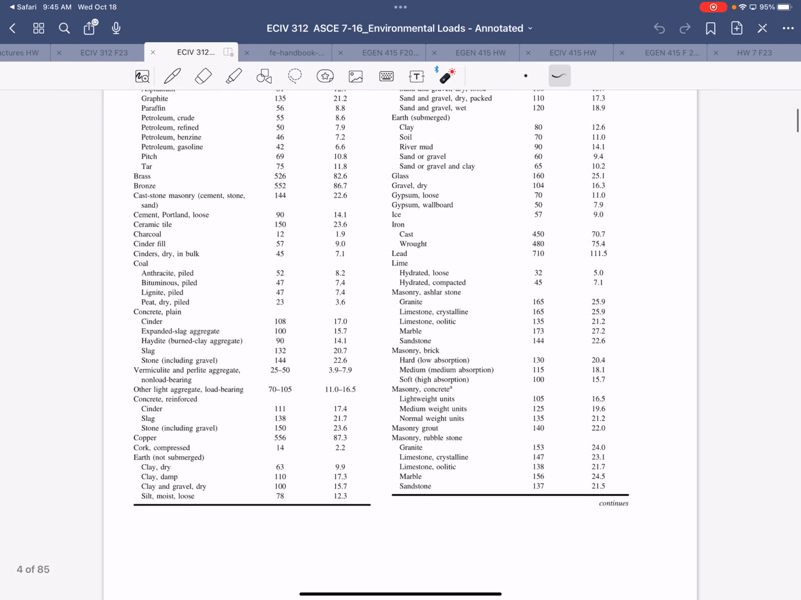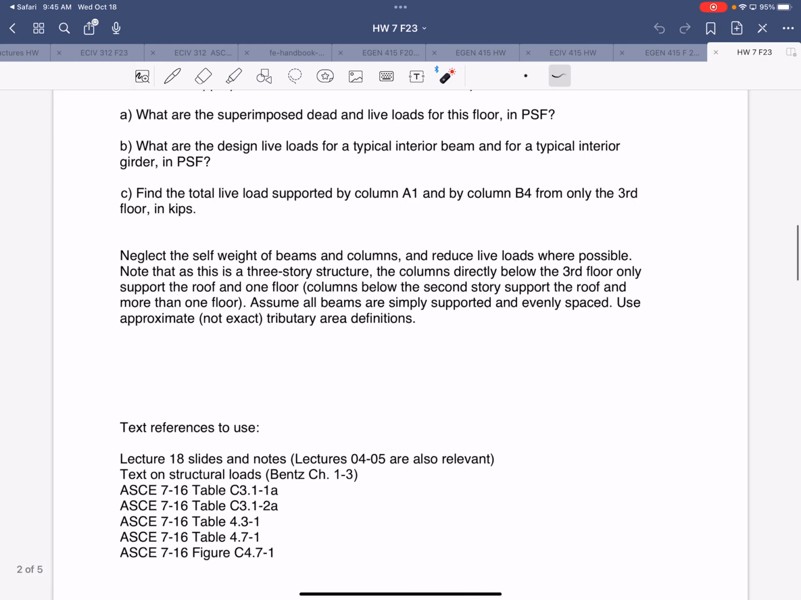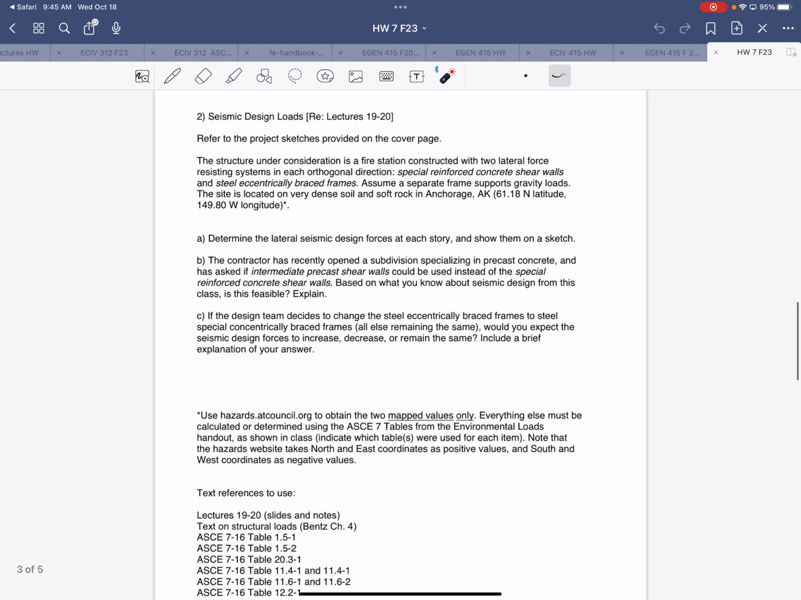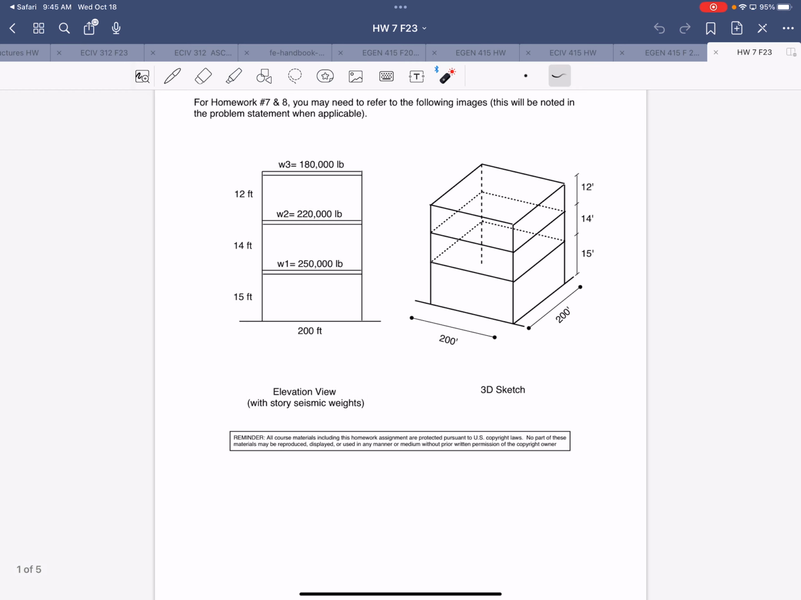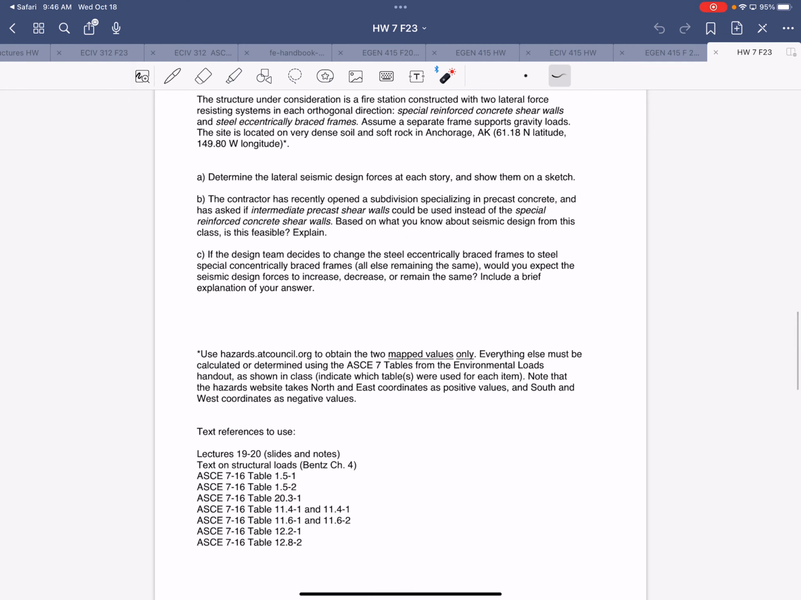Yeah, but I'm asking you specifically to use this table C3.1-2 for that. So keep that in mind when you get to that. And then your second problem will be on seismic loads. So for the seismic loads, you're going to be referencing this project building, right? So the story weights are provided, the story heights are provided. So that's the information you're going to need along with the other stuff that's included in the problem statement for seismic loads.